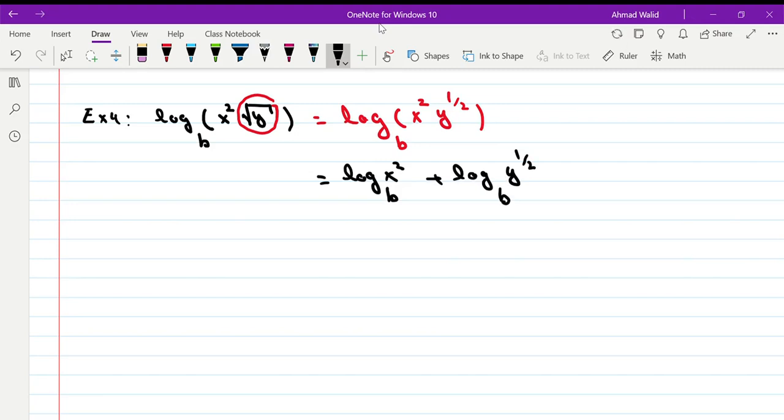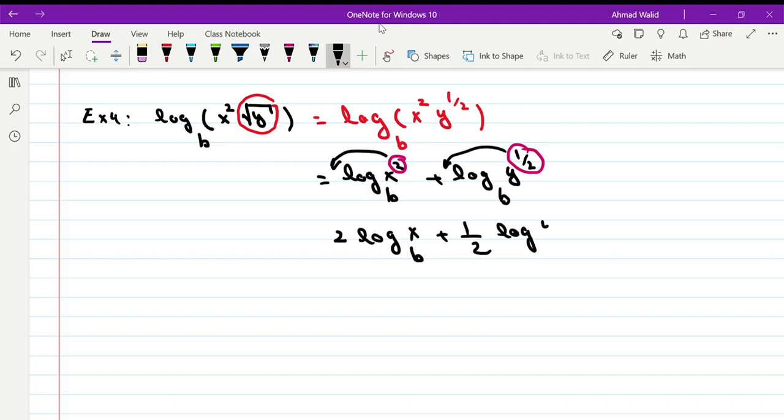When you expand, you have to do it all the way. Here you see you have again exponents in the top. Now I'll apply the power rule and bring the exponent to the front. Correct? Like this. It comes to the front of log. Then I will write 2 log of x base b plus 1/2 log of y base b. That will be writing your logarithm expression in expanded form. Correct?